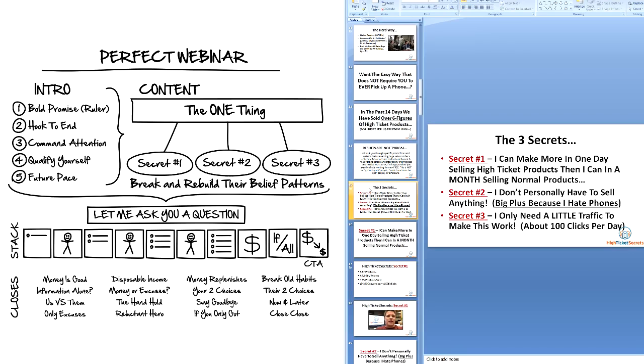So I show those up front, like, hey guys, during this webinar I told you that we're going to talk about how to sell high ticket things without picking up the phone. Now to do that, I'm going to show you my big three secrets. Secret number one is this, secret number two is this, secret number three is this. So I kind of tell them what it is. Now I'm going to break into the content.